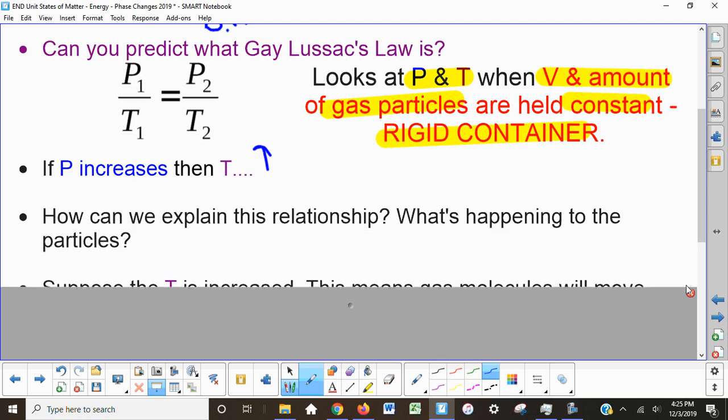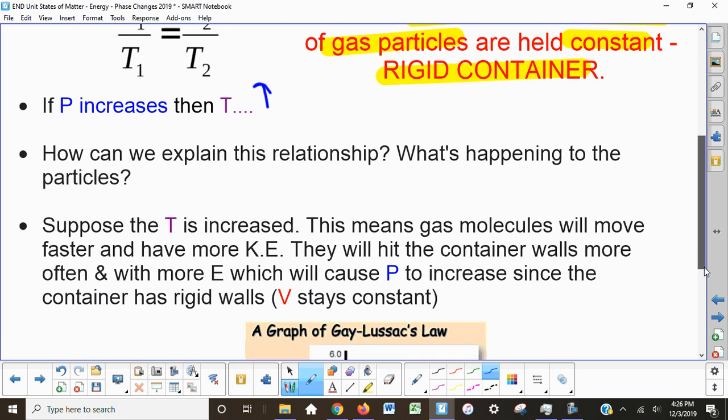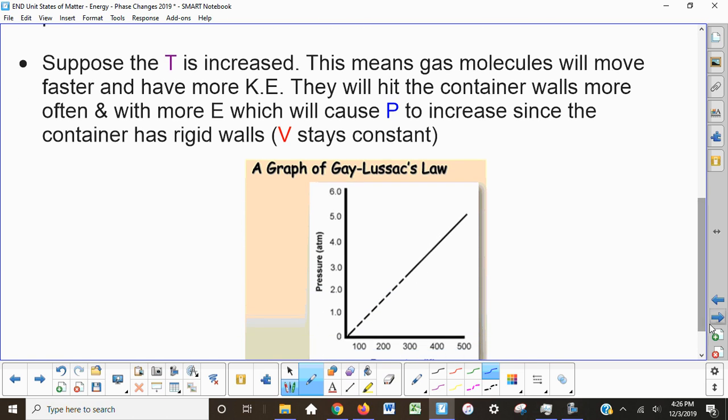Conceptually, again, what's happening to the particles here? How can we explain this? If you increase the temperature, then you are increasing the kinetic energy. The particles are going to move faster, and they're going to have more kinetic energy. So they're going to hit the walls of the container more often, and with more energy. And since pressure is created when particles hit the walls of the container and by how much force they hit with, the pressure would increase. And because volume is staying constant, so it's not a flexible container, the pressure will go up.